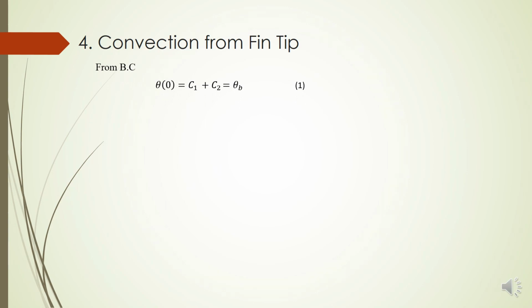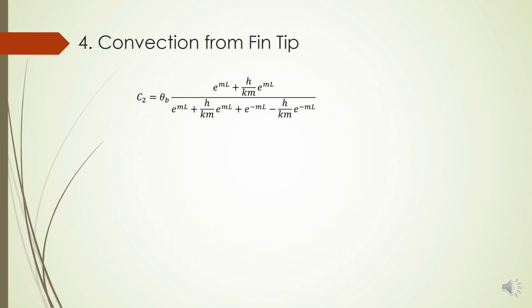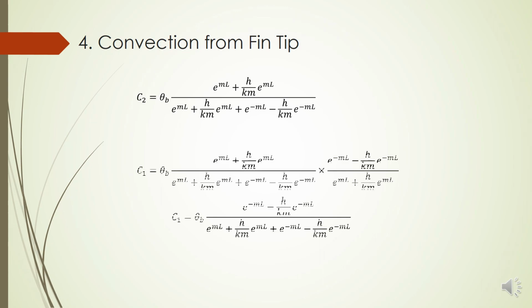From the boundary condition, we will get equation 1, which is C1 plus C2 equal to theta b, and by plugging in the dT over ds we found just now into the second boundary condition, we will get the expression of C1 in terms of C2 and other unknowns as the second equation. Then we substitute the second equation into the first one. Then we will get the expression for C2, and then we substitute the expression of C2 into equation 1, we will get the expression for C1.